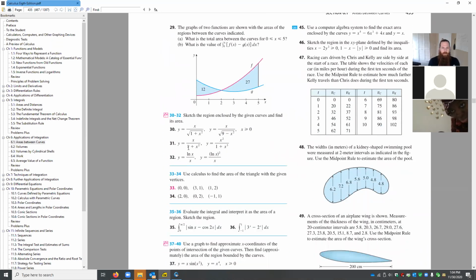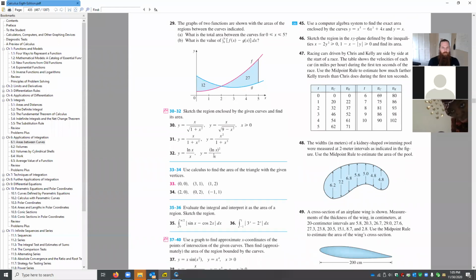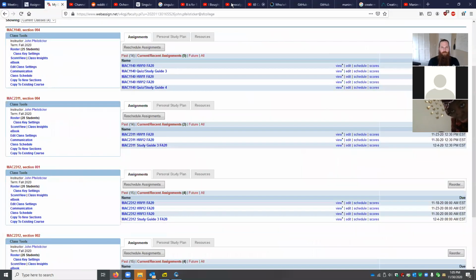Okay. These are a little tricky. Let's look at number 31: x over 1 plus x squared and x squared over 1 plus x cubed. X over 1 plus x squared, I know what that looks like. X squared over 1 plus x cubed, I'm not sure. Let's take a look at Desmos and see what it tells us about these.